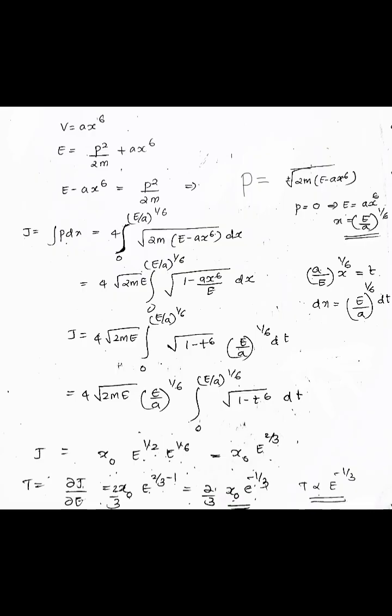So taking all these constants outside and writing it as x naught, we can write J as x naught into E raised to 1 by 2 into E raised to 1 by 6. That is equal to x naught into E raised to 2 by 3. Then time period T is equal to dou J by dou E. This is equal to 2 by 3 into x naught into E raised to 2 by 3 minus 1. This is equal to 2 by 3 into x naught E raised to minus 1 by 3. That is, T is proportional to E raised to minus 1 by 3.